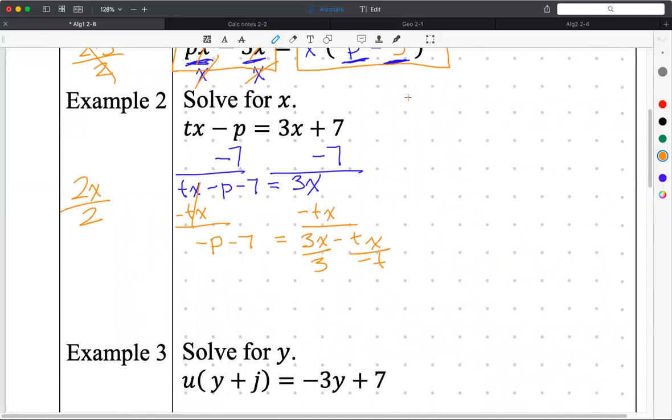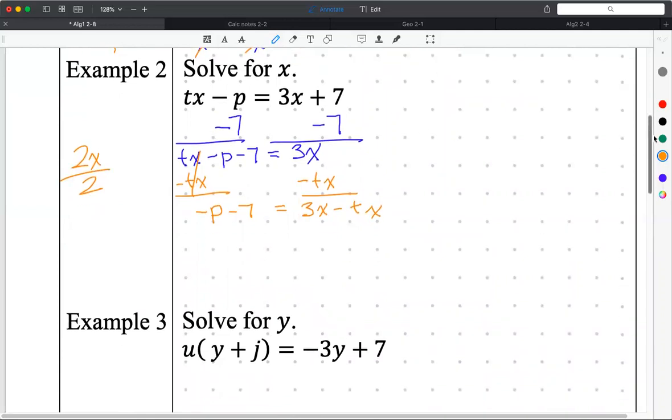All right. Giorgio, are you ready to do the next step, or is it a question? I think I'm ready to do divide by x on 3x and tx. Yeah, and actually the word I'm looking for is factor out. So if I factor out the x, what do I have left over? 3 minus t. There it is, 3 minus t. And the left-hand side is still the same. We haven't changed that. Negative p minus 7.